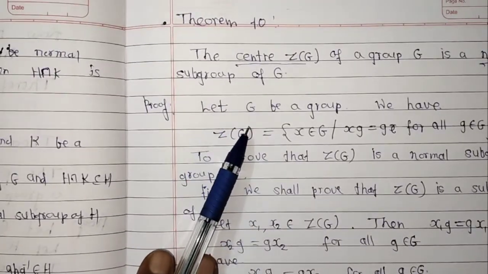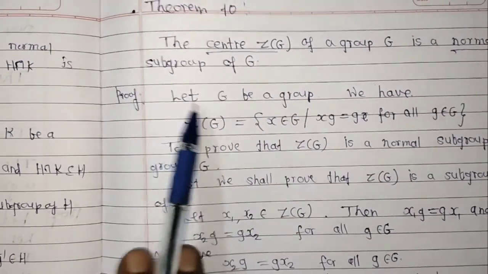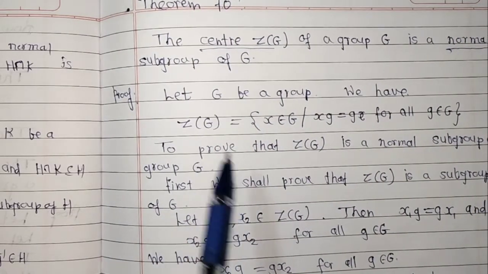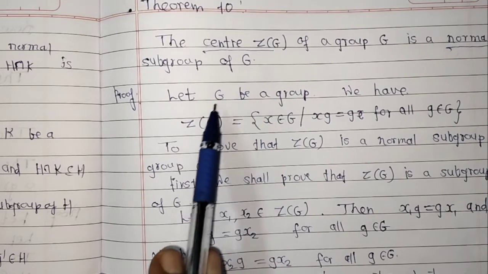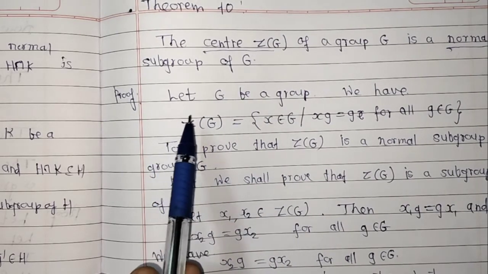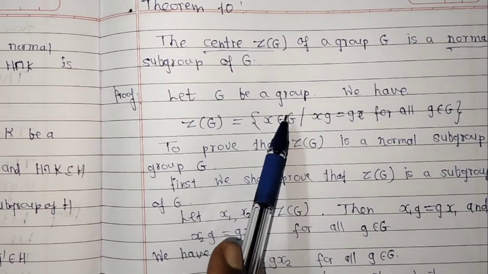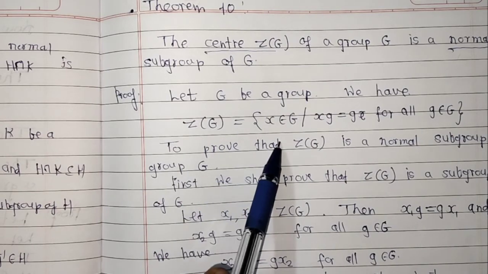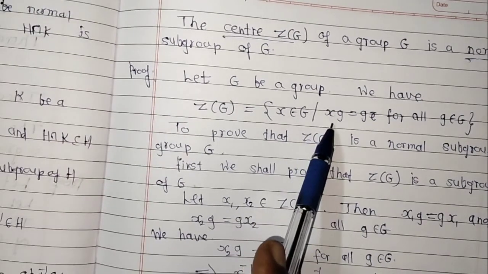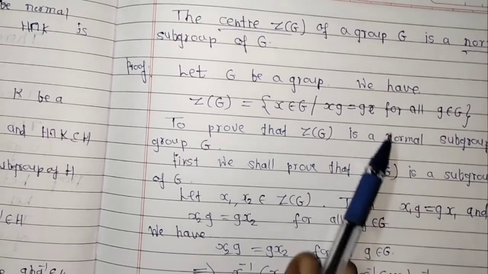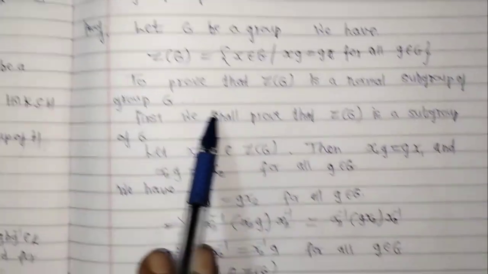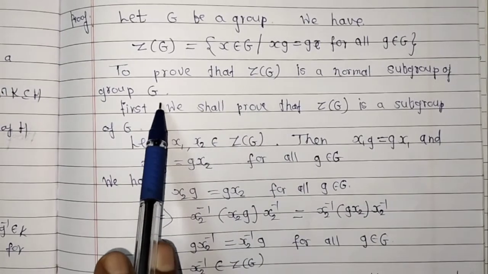Now we consider the proof of this theorem. We have to prove that the center ZG of a group G is a normal subgroup of G. Let us assume that G is a group and we have the center of the group, that is ZG equal to the set of all x belongs to G satisfying the property xg equal to gx for all g belongs to G. Here we have to prove that ZG is a normal subgroup of G.